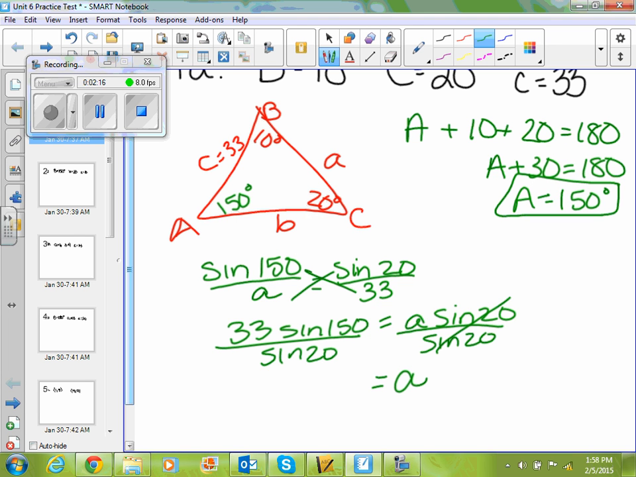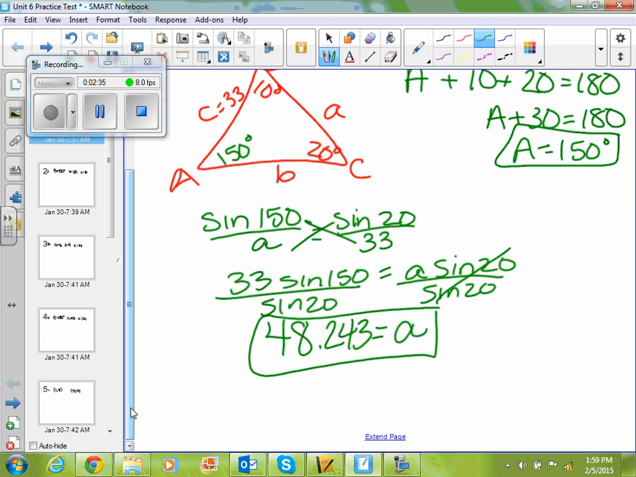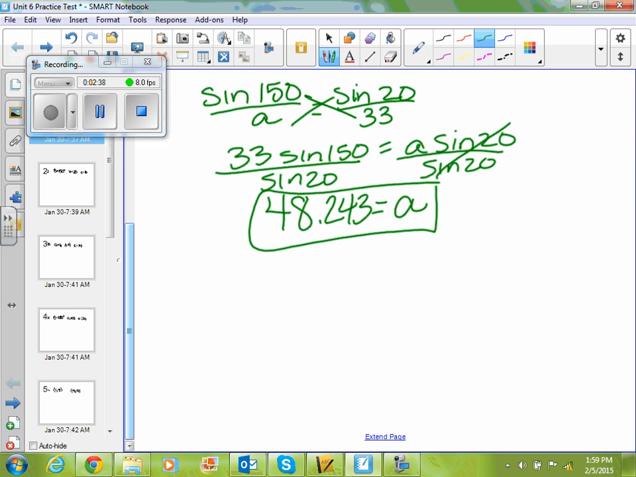Okay, 48.243. Alright, so the last thing I need to find is little side b. So I'm going to use the same law of sines for that. So sine of my angle B is 10, so 10 over little b equals sine of 20 over 33.